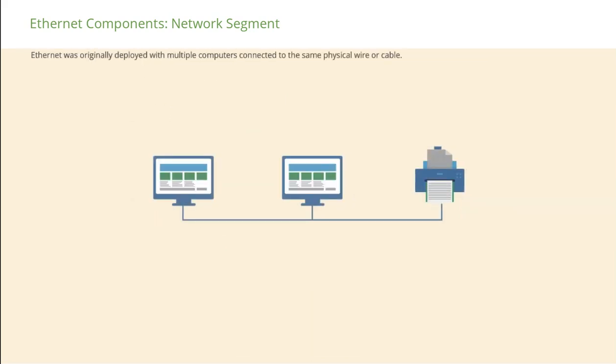Ethernet was originally deployed with multiple computers connected to the same physical wire or cable. This physical network topology or layout is called a shared bus, meaning that when one computer transmits data, all other devices on the shared bus or network segment receive it. If there is a break in the cable, devices can no longer communicate.